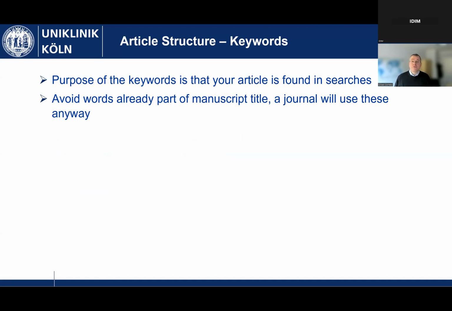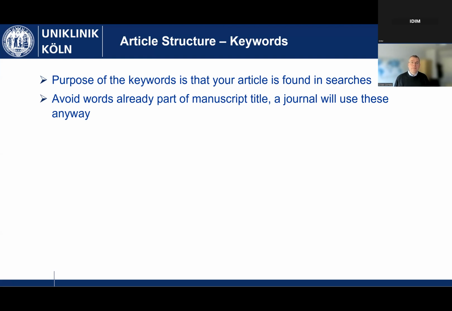Well, now the article is written, including abstract. The whole thing is ready to be sent off. No, it's not, because there are some more things that you need to address. You will be asked for keywords during the submission process. The purpose of the keywords is that your article is found if somebody types in these keywords in a search. That can be any search engine, or PubMed, or the website of a journal. That's what the keywords are there for.